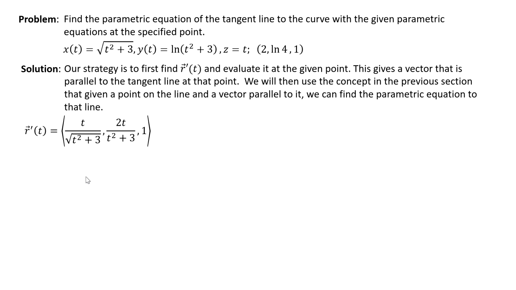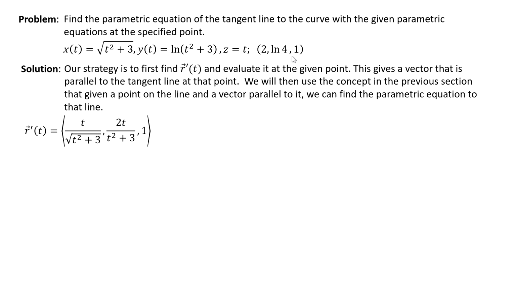Okay. What do we need to find r prime? We need t. But we don't know what t at the point is. All we know is the x, y, z coordinates of the point. Would you agree with me? But then the question becomes, given the x, y, z coordinates of a point on this parametric curve or the space curve, can we find what the corresponding t is?